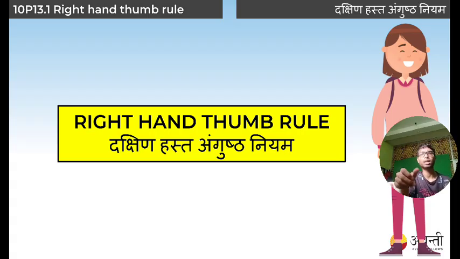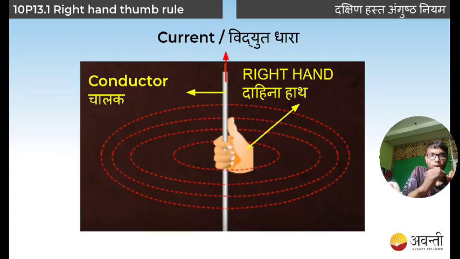Let's see. Let's explore. Right hand. We are going to use the right hand, not the left hand. It can be there in this lecture, but right now we are going to explore what the right hand thumb rule is. This is a rule, and that is fixed. This is a rule, we cannot manipulate this. So we took a conductor, we hold a conductor like that. This is the right hand thumb, right hand. Here we can see.